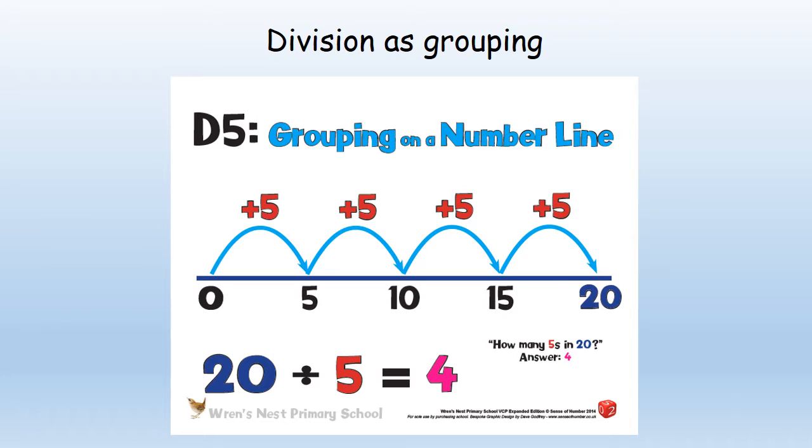Another way of doing division as grouping is on a number line. In this example, 20 divided by 5 has been shown as jumps of 5 along a number line, stopping at 20 and then counting the jumps. So, how many 5s in 20? And the answer is 4 because there are 4 jumps.